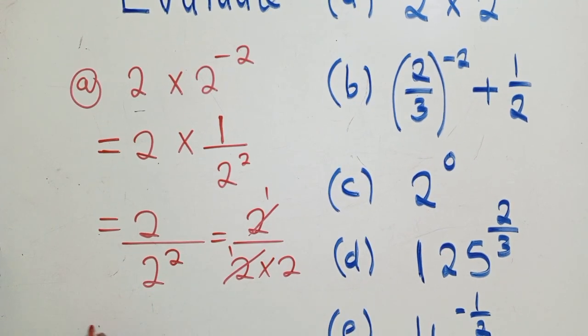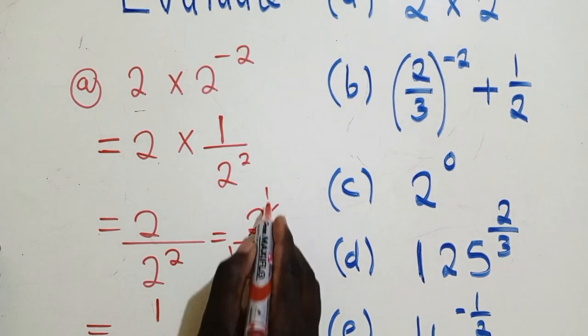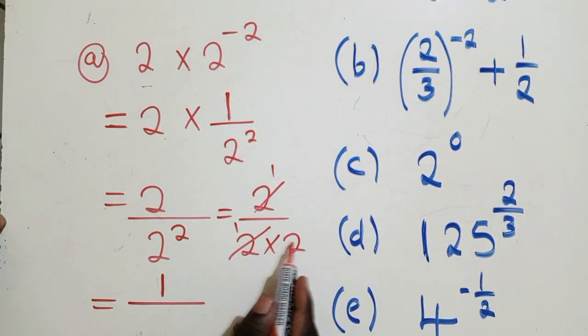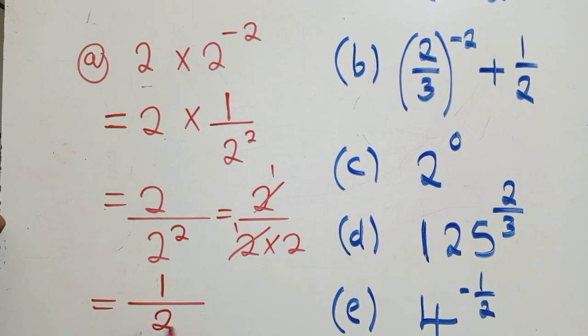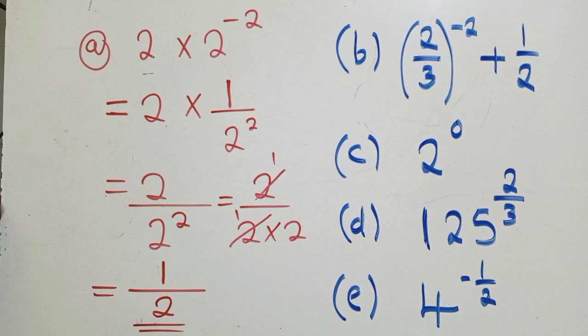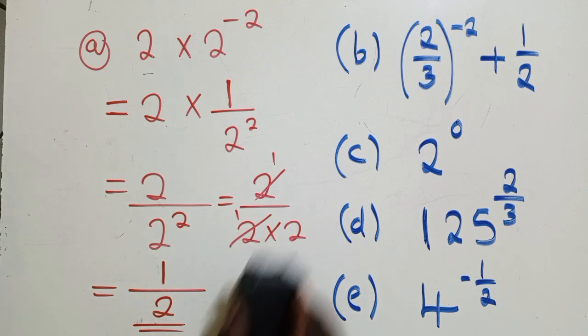So we can write this as 1 on top, over 1 times 2, which is just a 2. And this is our solution for question A. What is our solution for question B? Let's check out question B and see what we need to do.